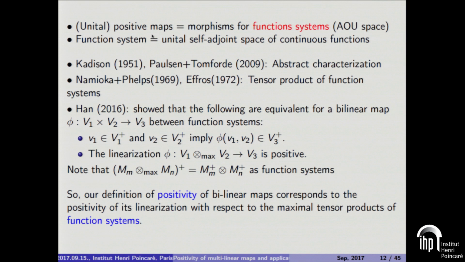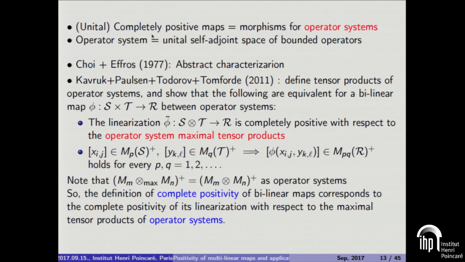So it is natural to ask what the quantized versions are. So we consider operator systems. This is nothing but the unital self-adjoint space of bounded operators whose morphisms are the completely positive linear maps. Then Choi and Effros gave the abstract characterization of this object in the 1970s.